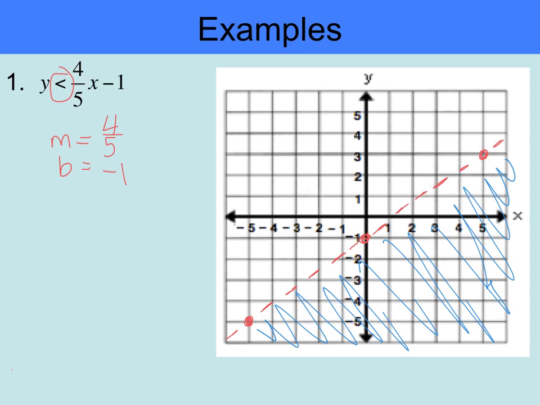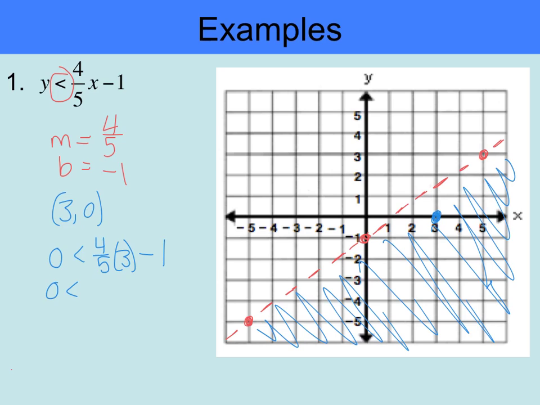Now I had said earlier how you can check this, so you can pick anything you shaded, and I'm just going to pick (3, 0) because that's within my shaded region, and I'm going to see if that point (3, 0) can go into that original inequality and make a true statement. So if I did 0 for y and 3 for x, I should get that 0 is less than whatever I get on the other side.